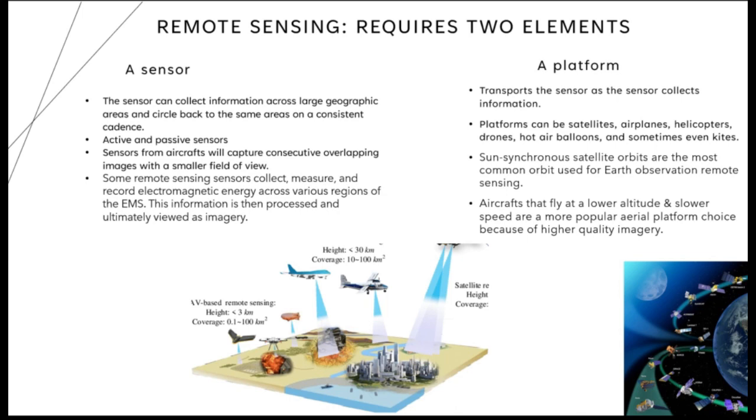During flight, the sensor will capture consecutive overlapping images with a smaller field of view. These images are processed into imagery data sets. And then because they fly at a lower altitude and slower speed, general aviation aircraft often provide higher quality imagery than high altitude aircraft and are therefore a more popular aerial platform choice. General aviation aircraft provide imagery for numerous applications, including crop monitoring, changing land use, and land cover.